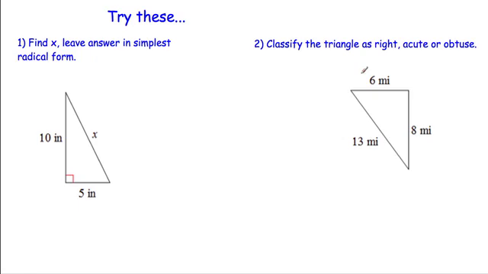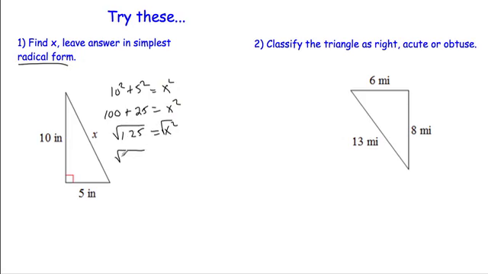All right, see what we got here. So we got 10 squared plus 5 squared equals x squared. So 100 plus 25 equals x squared. That's 125. Now this wants radical form, so I can't just put it in my calculator. So 125 is 25 times 5. The square root of 25 is 5, so radical 5.